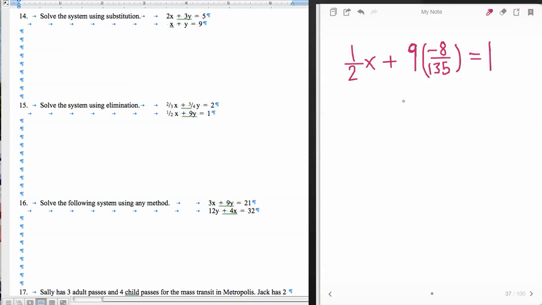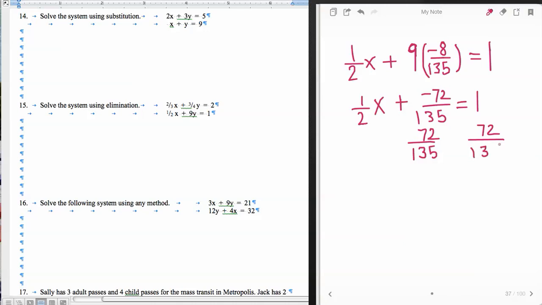And then we have to multiply this out, so we have 1/2 x plus negative 72/135ths, and that's equal to 1. And so now I'm going to add 72/135ths to both sides. 72/135ths over here. Remember, this here is equal to 135/135ths.